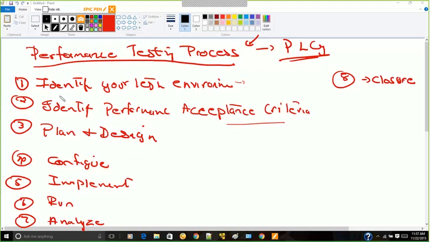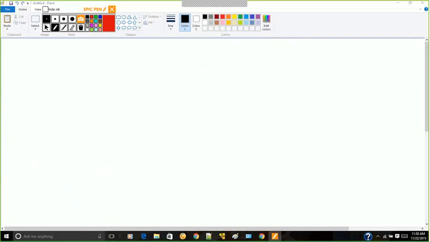Identify the environment. Now, what do you mean by identifying the test environment? Here, you are going to find out physically what environment you are going to test. Is the application in production or is it a new application? Then, what are the tools that you're going to test with? Let's write that down here. One, identify the environment.